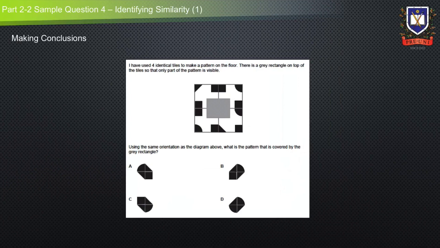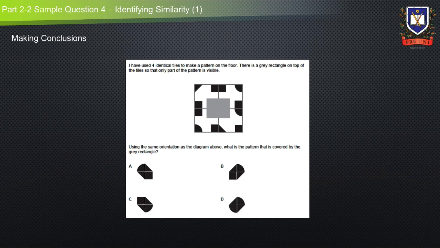And finally, let's look at this example of making conclusions, identifying similarity question from the selective thinking skills exam. I have used 4 identical tiles to make a pattern on the floor. There is a grey rectangle on top of the tiles so that only part of the pattern is visible. This is what we have been given. Using the same orientation as the diagram above, what is the pattern that is covered by the grey rectangle?